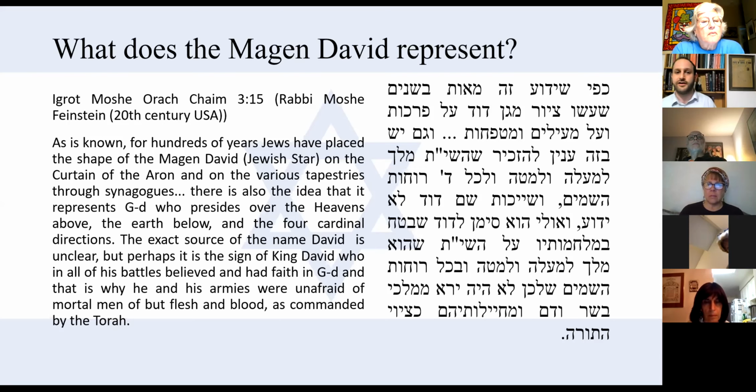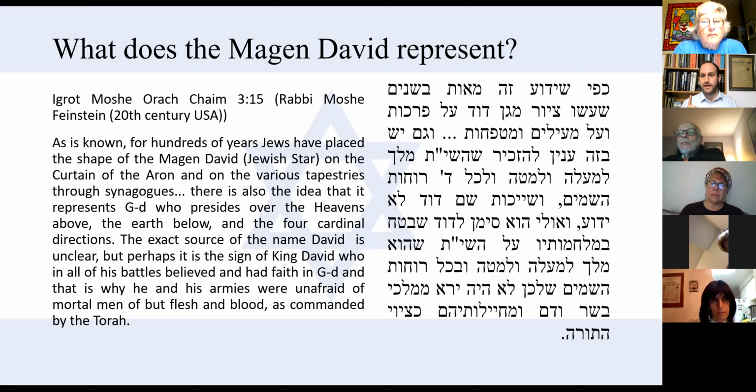So as is known, for hundreds of years Jews have placed the shape of the Magen David, the Jewish star, on the curtain of the Aron and on other various tapestries throughout synagogues. There's also the idea that it represents God who resides over the heavens above, the earth below, and the four cardinal directions, making for a total of six. And the exact source of the name David is unclear, but perhaps it is a sign of King David, who in all his battles believed and had faith in God, and that is why he and his armies were unafraid of mortal men, of but flesh and blood, as commanded by the Torah. Okay, so these reasonings are familiar, and they sound quite nice.